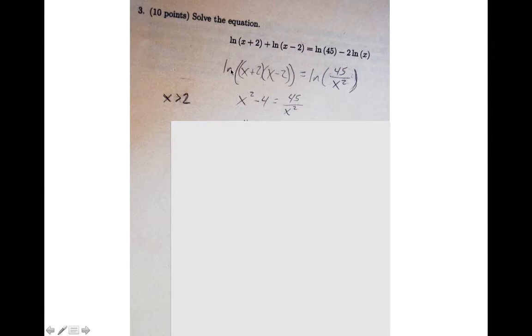All right, and if I have a natural log of one thing set equal to the natural log of the other thing, then those inside pieces are the same. So I just distributed this through, simplified that. So I have this equation.